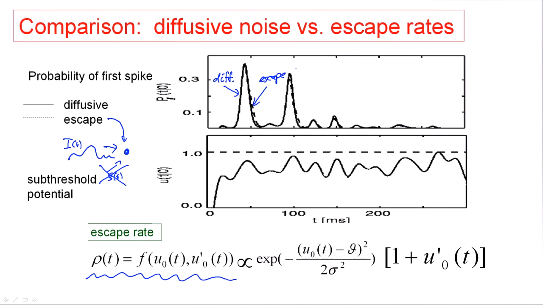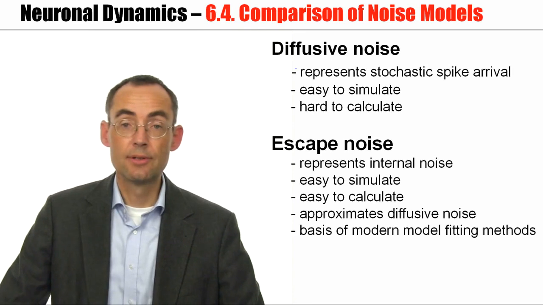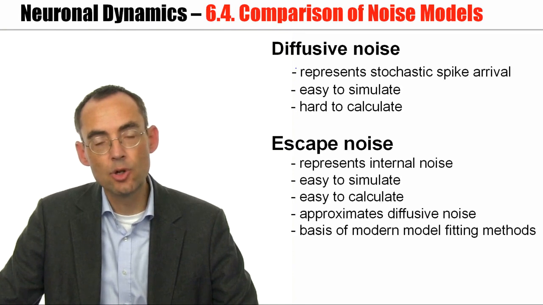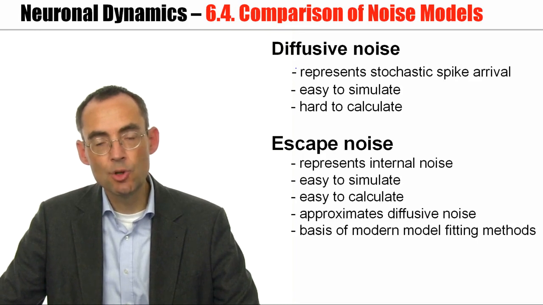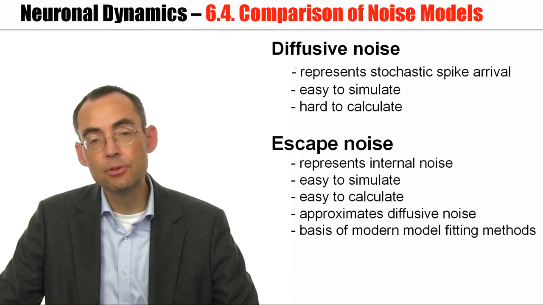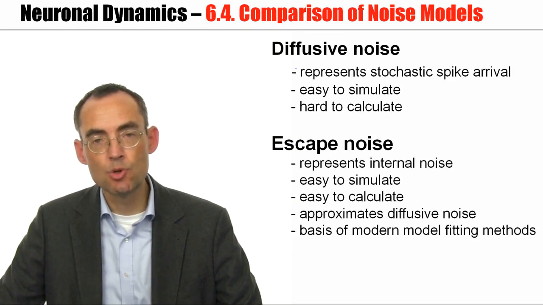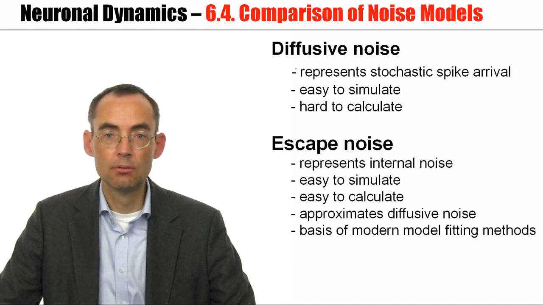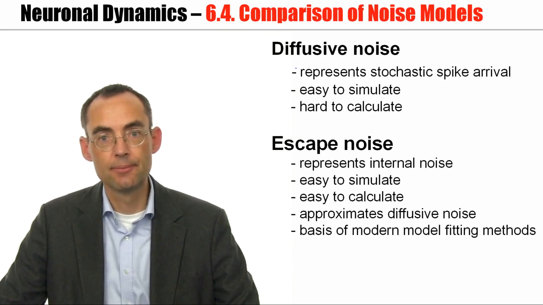So let us summarize this lecture 6.4. We have two different noise models. There's a diffusive noise model, which is nice because it has an easy interpretation in terms of stochastic spike arrival. We can calculate the distribution of membrane potentials, and it's easy to simulate on a computer. But it's difficult to calculate something like the interspike interval distribution for arbitrary time-dependent input. For the escape noise model, calculating this very same quantity is easy.